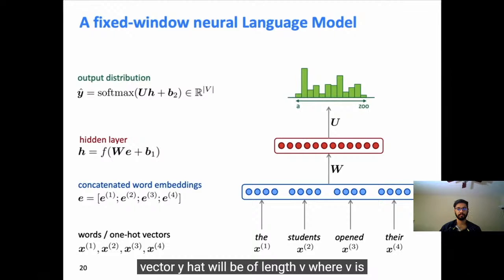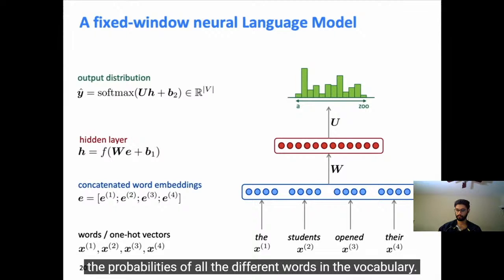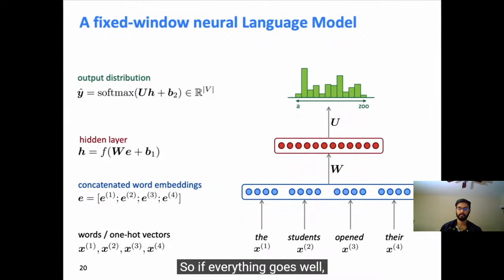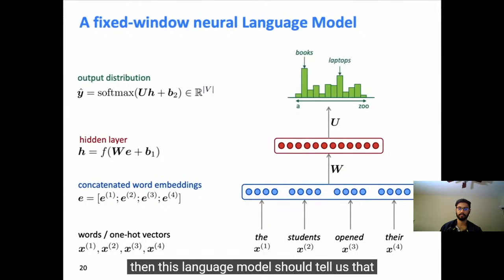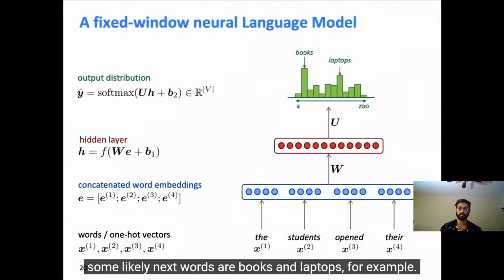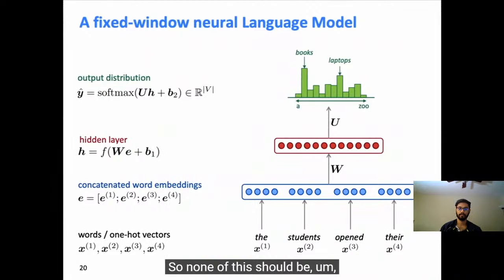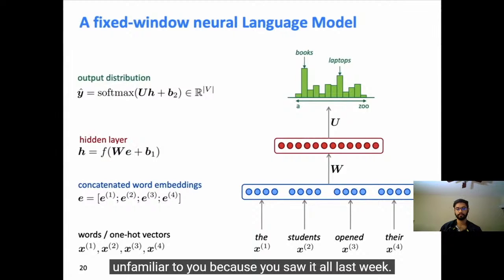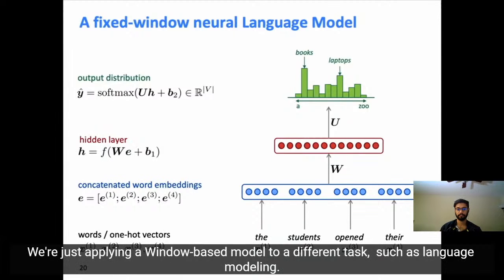In our case, because we're trying to predict what word comes next, our vector y hat will be of length V, where V is the vocabulary, and it will contain the probabilities of all the different words in the vocabulary. Here I've represented that as a bar chart, where you suppose you've got all of the words listed alphabetically from A to Z, and those are the different probabilities of the words. If everything goes well, this language model should tell us that some likely next words are books and laptops, for example. None of this should be unfamiliar to you because you saw it all last week. We're just applying a window-based model to a different task, such as language modeling.